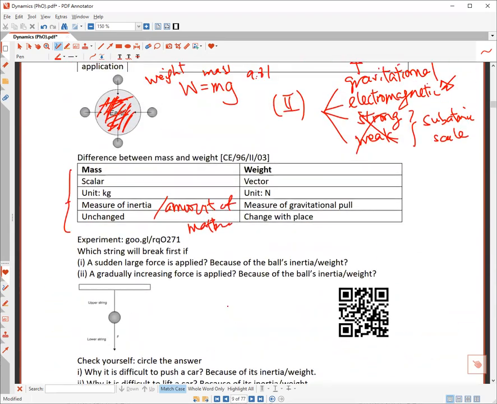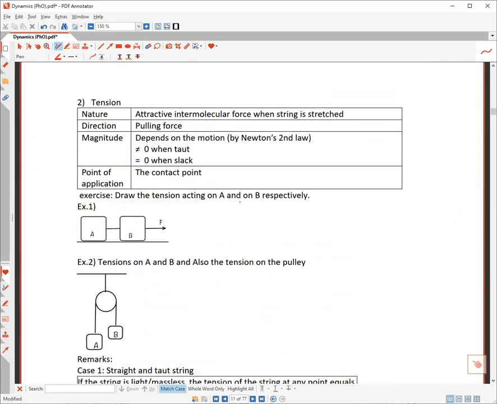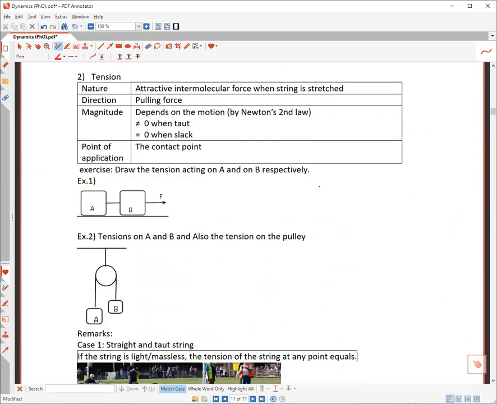So the weight is the simplest force among all different types of forces. The second easiest is the tension. Tension is the attractive intermolecular force when the string is stretched. I can't explain in detail why it is a type of electromagnetic force. You may be going to learn it in chemistry. There are many intermolecular forces in chemistry, like dipole, Van der Waals force, London force.